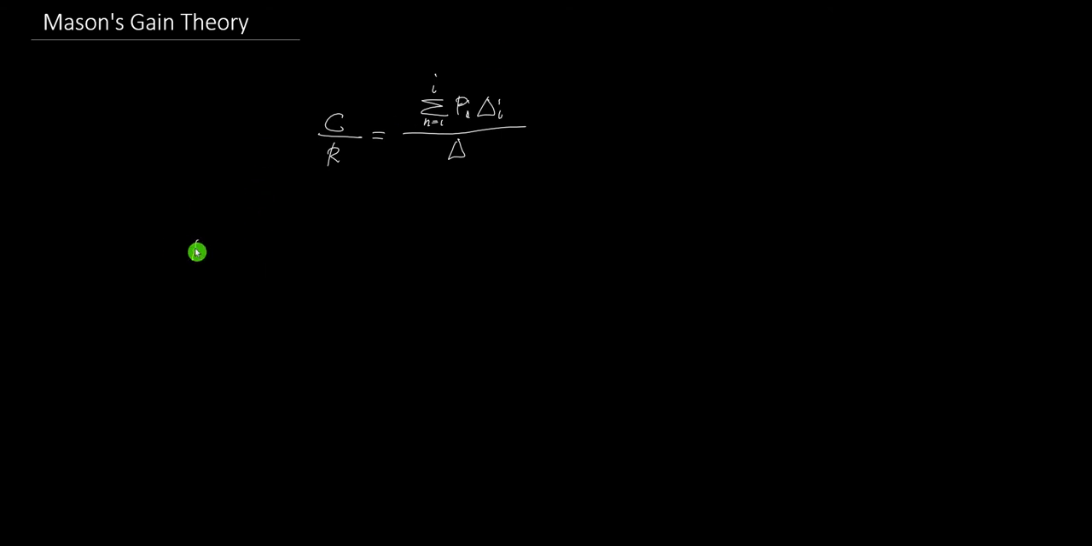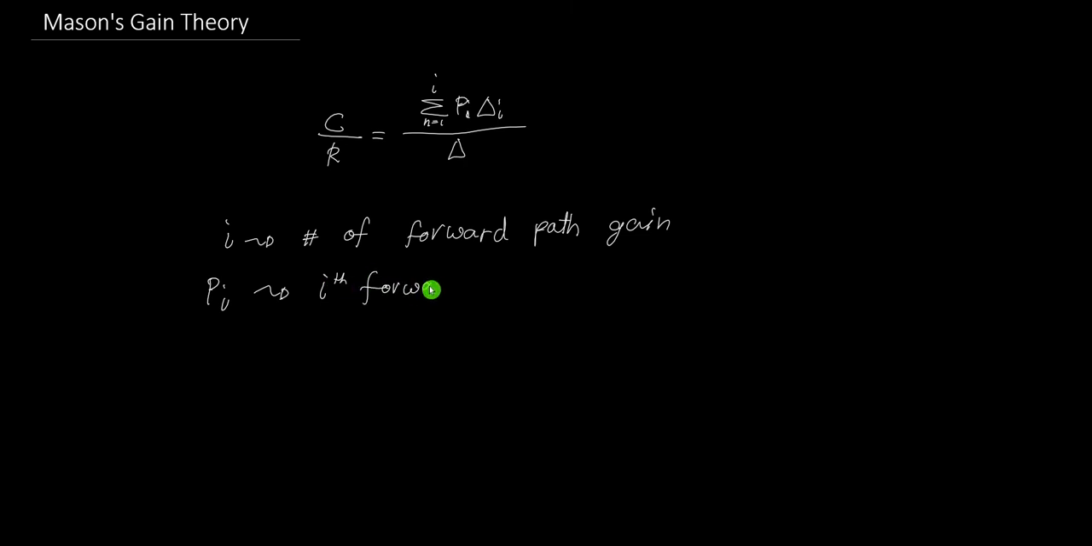And what is P here? P_i here is the forward path gain, where i is the index of the forward path. And we already know what a forward path gain is. It's just the product of all the gains from the input to the output. That's the forward path. So P_i is the i-th forward path gain. This is the actual gain.